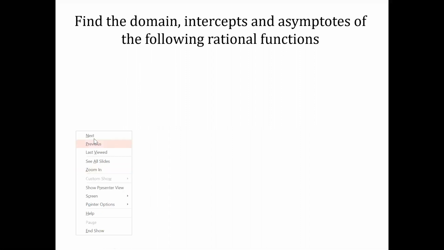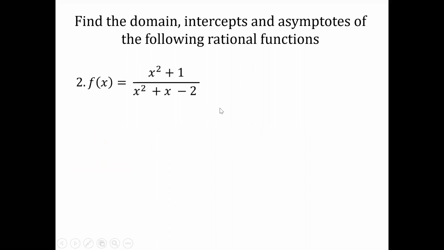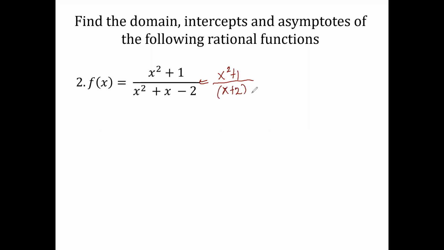So the next given is f of x equals x squared plus 1 over x squared plus x minus 2. So we factor first so that we can easily get the other parts. The numerator is just x squared plus 1. The denominator is x plus 2 times x minus 1. Am I correct? x plus 2, x minus 1.